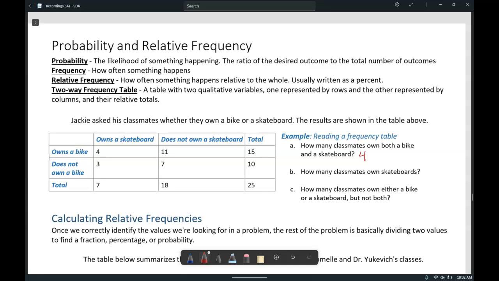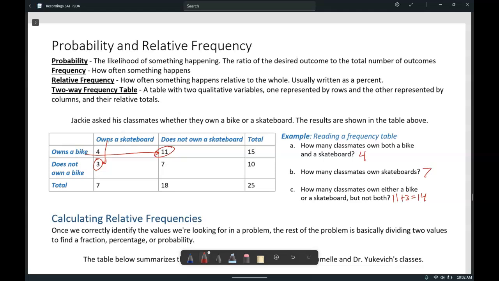Then we look at how many own a skateboard, regardless of whether or not they own a bike. So 4 people own a skateboard and a bike, 3 people own a skateboard and no bike, giving us a total of 7 people. So 7 people own a skateboard. And then how many classmates own either a bike or a skateboard, but do not own both? So we have to look at, they own a bike, but they do not own a skateboard, and they own a skateboard, but they do not own a bike. So when we add up those two totals, we get a total of 14.